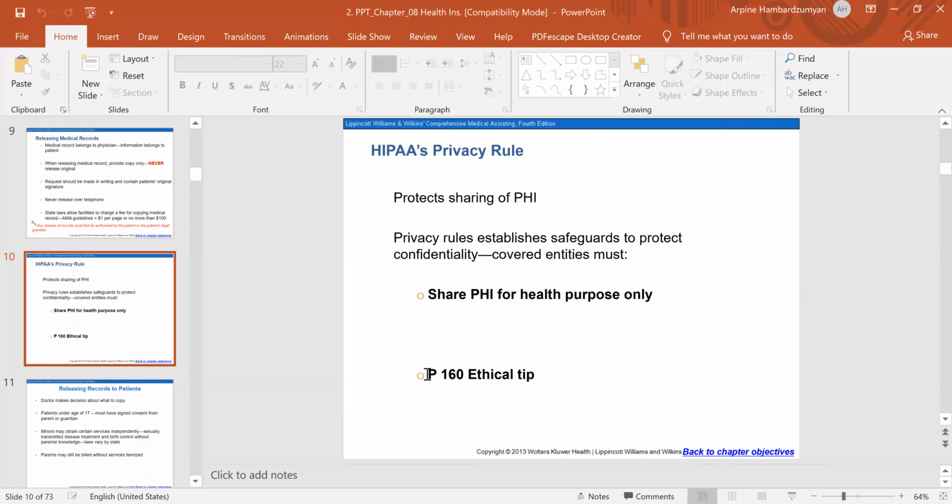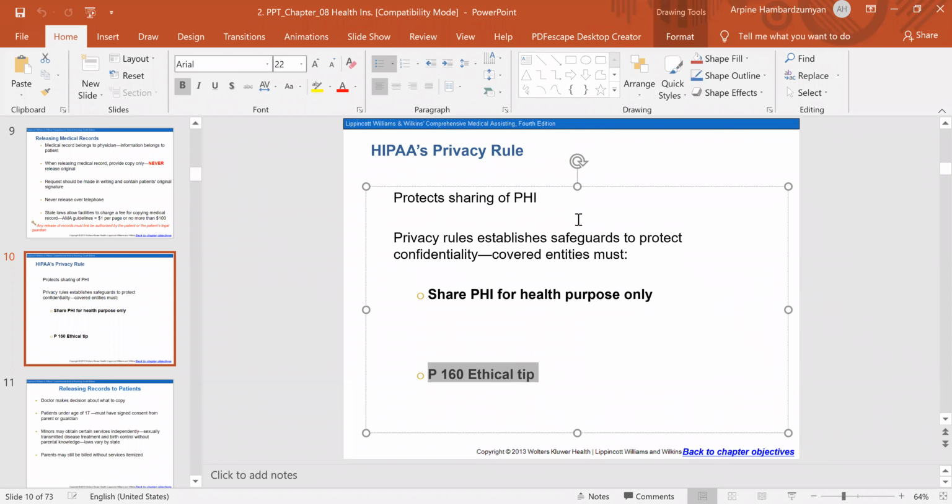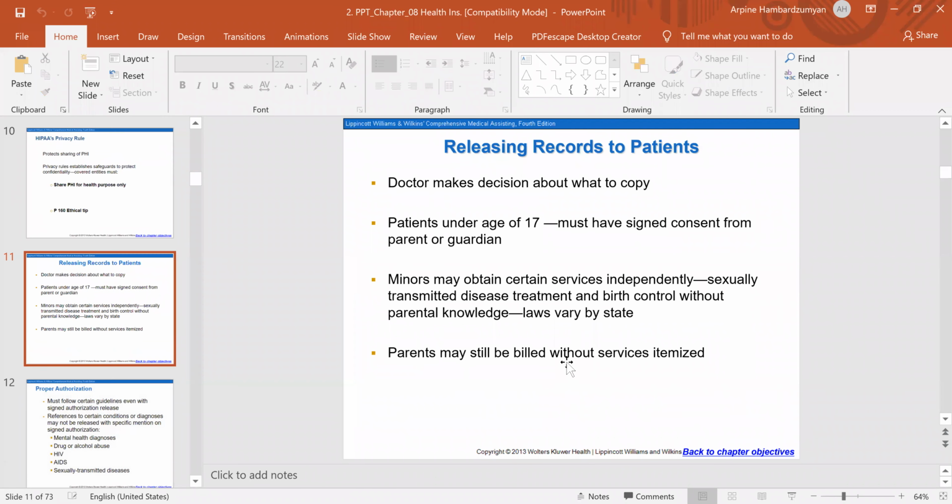And after the lecture, go to page 160 and read the article tip in your book. These parts are very important so you can make the HIPAA forms more clear. So the doctor makes the decision on what to copy. And if your patient is under the age of 17, you need to obtain the parent's signature, not the patient's.